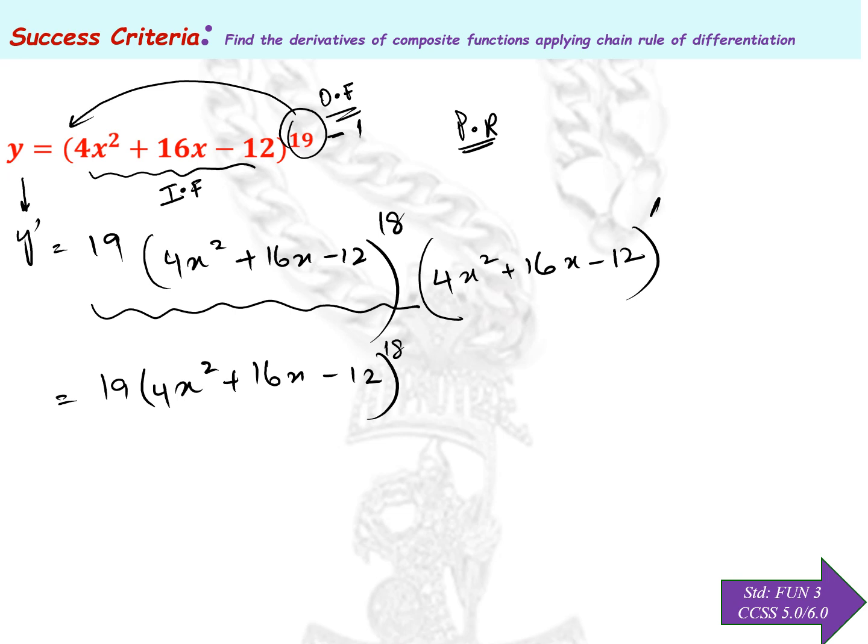Take the derivative of the inner function. Use the power rule: 4 times 2 is 8x. From the power subtract 1, so we will get x to the power 1. We don't write the 1 power. Plus the derivative of the constant multiple, 16x, changes into 16. And that is our derivative.